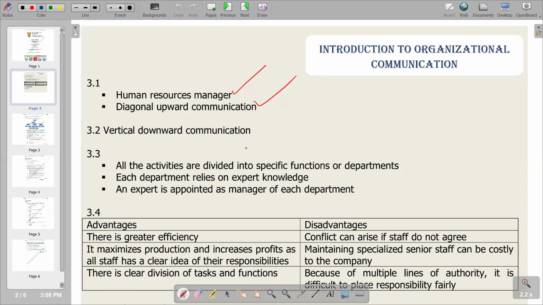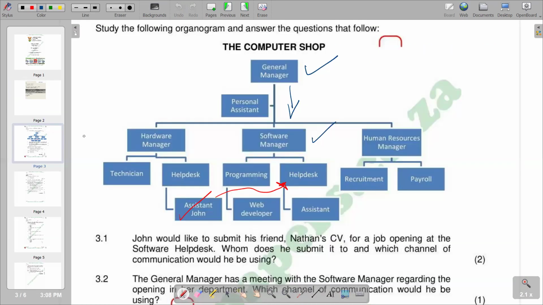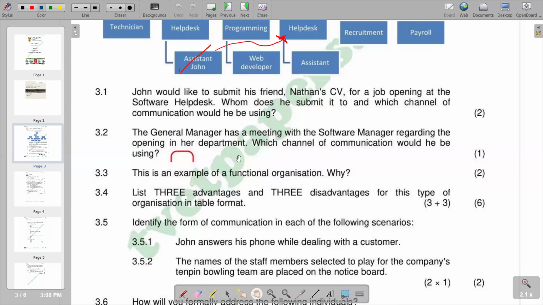Vertical downward communication is basically known as top-down communication. It involves information flowing from higher level managers to lower level employees within an organizational hierarchy. So obviously it has to follow the hierarchy. This is what we have in terms of vertical downward communication. So we move on to the next question, which is 3.3.